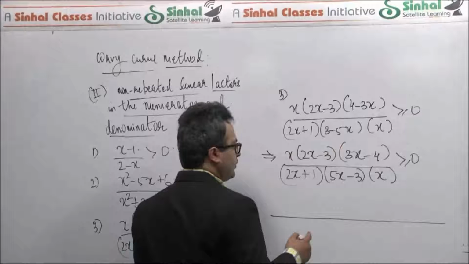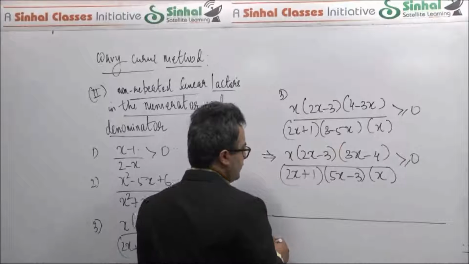Again, if I just quickly plot down all the critical points, so what all do I get? I'll get 0.